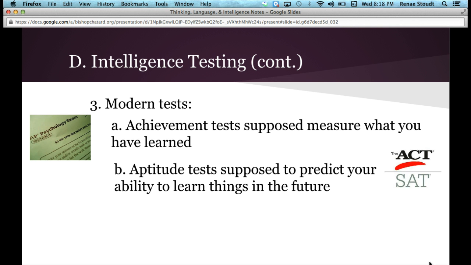So people get frustrated with the ACT or the SAT. They're like, how am I supposed to study for this? They're measuring, and trying to predict, how well you are supposedly going to do in college or even how well you are going to do at a future job.